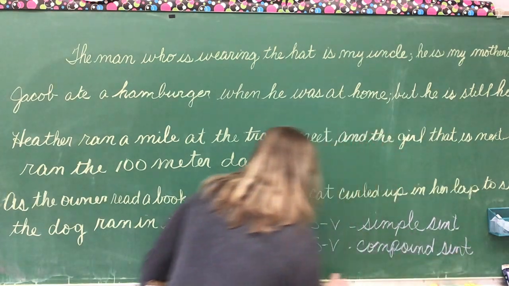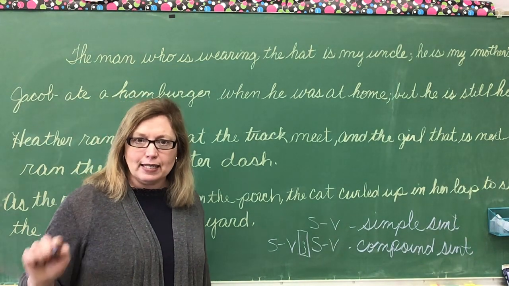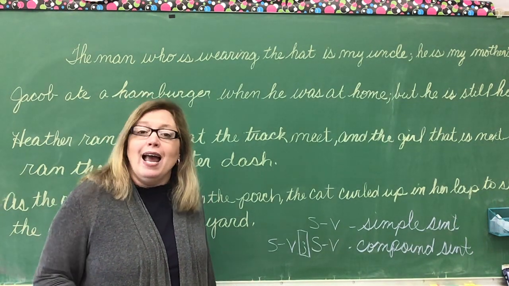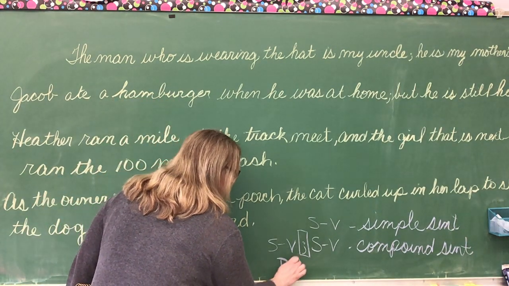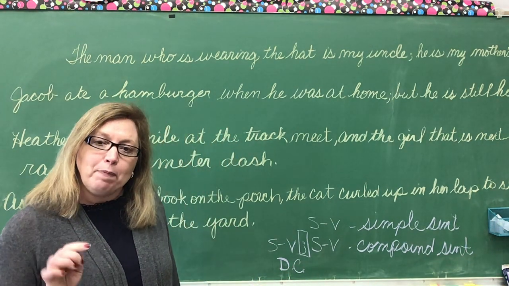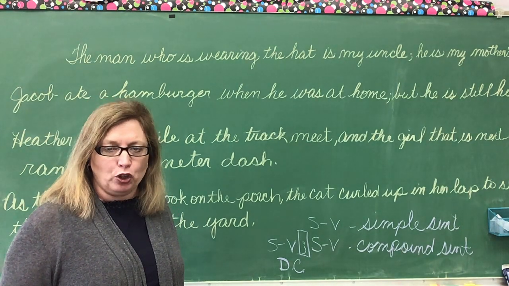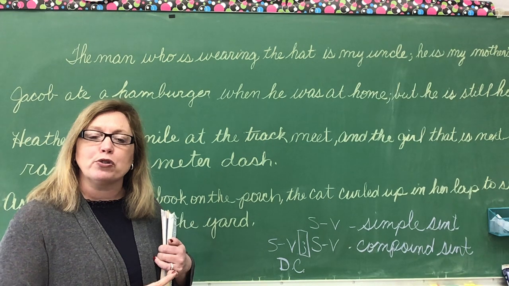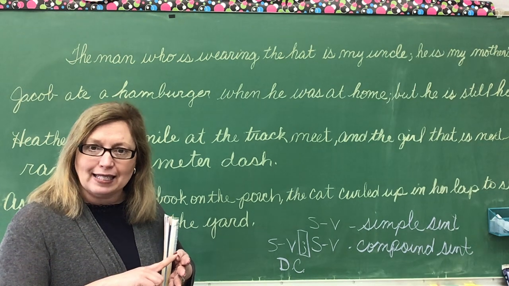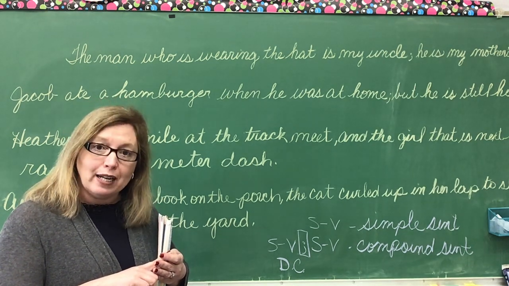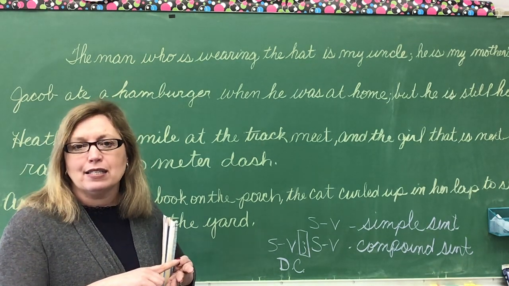Now, there's one more type that we've learned, and that is when we have an independent clause, or a what? A sentence. And we have a dependent clause. Remember, I'm going to put DC for dependent clause. A dependent clause has a subject and a verb, but it cannot stand on its own because it doesn't express a complete thought. Dependent clauses are introduced by relative pronouns: who, whom, which, whose, or that. They're introduced by a subordinating conjunction: as if, although, because, since, which.